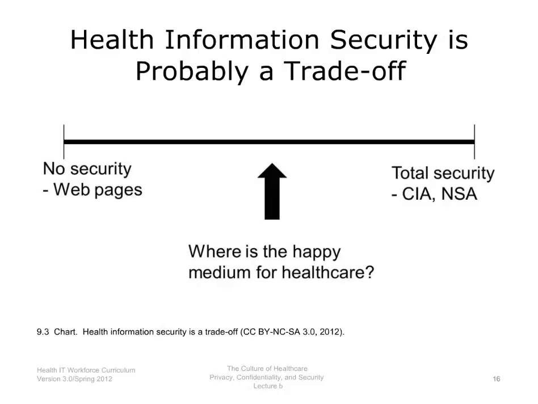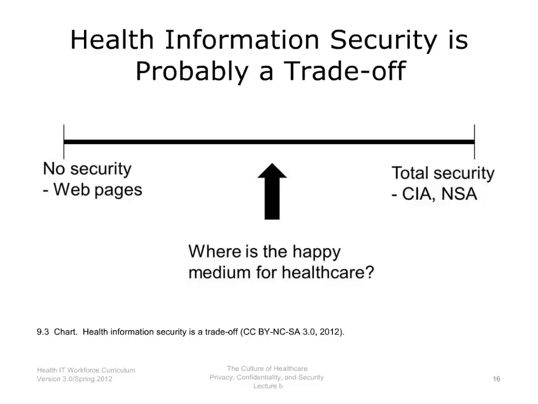In the big picture of health information, security represents a trade-off. There is one end of the spectrum with no security, where a website will show the user any page requested, which is appropriate most of the time. On the other end of the spectrum, there is the level of security that is employed by some of the secretive government agencies like the CIA or the National Security Administration, NSA.